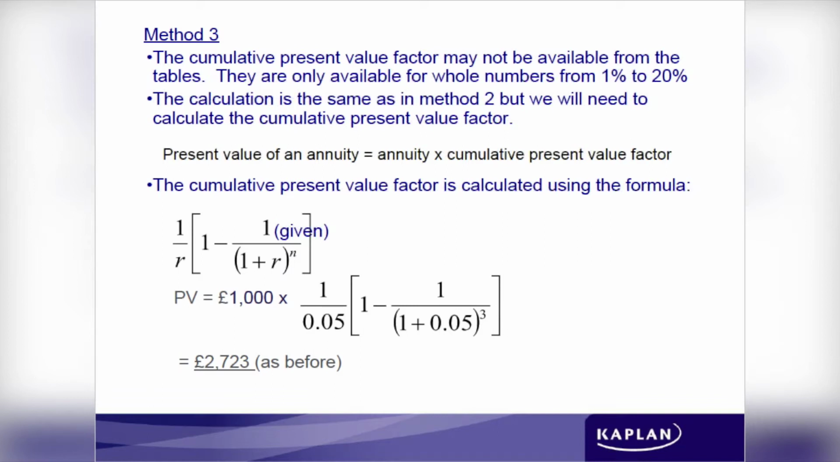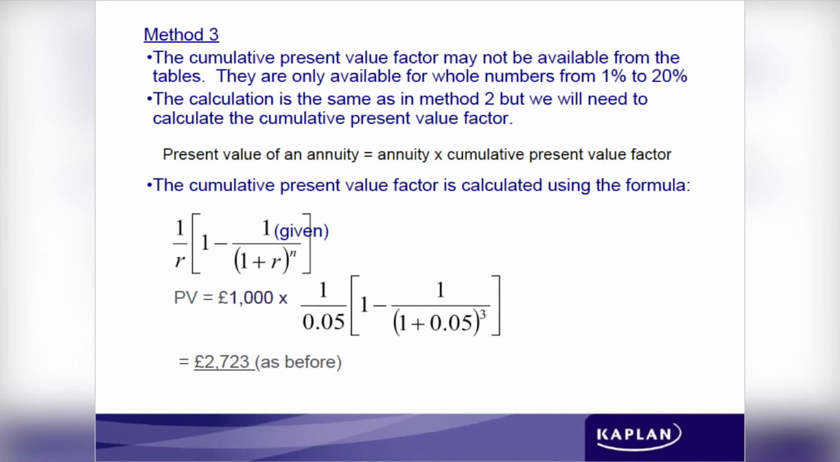It's 1 divided by 0.05 multiplied by 1 minus 1 over 1 plus 0.05 to the power of 3. And you'll find the answer is going to come to 2,723 as before. All right, so those are the 3 ways we can do it.